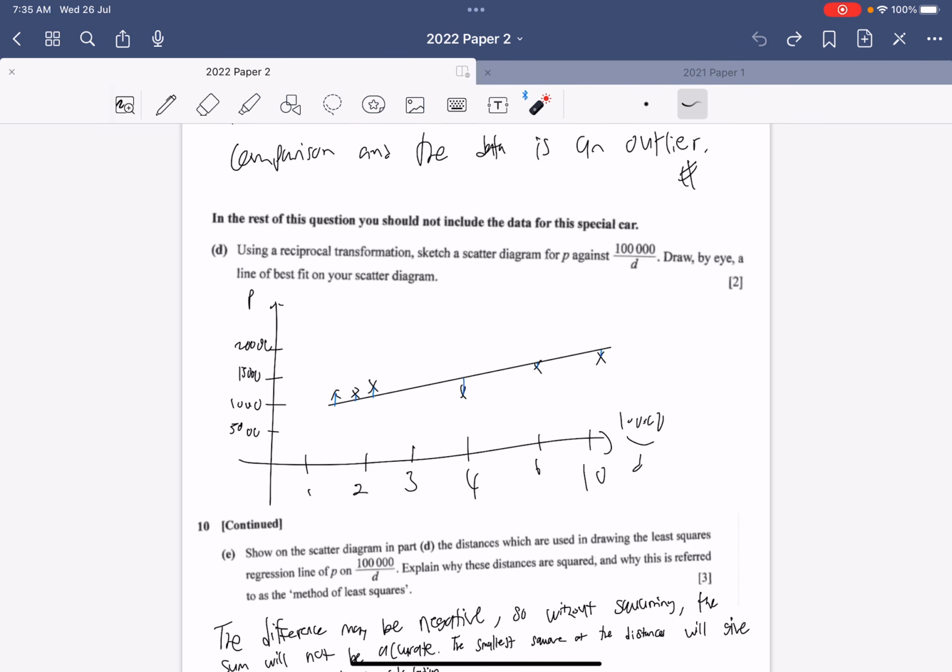The next part, we are supposed to sketch a scatter diagram for P against 100,000 over D. So if you just calculate the values and plot nicely, it should look something like this, and then you draw your best fit line through.